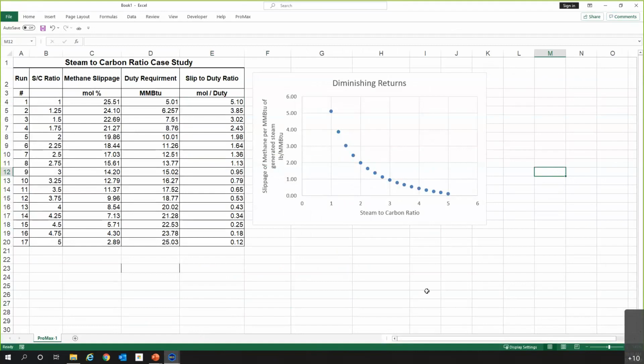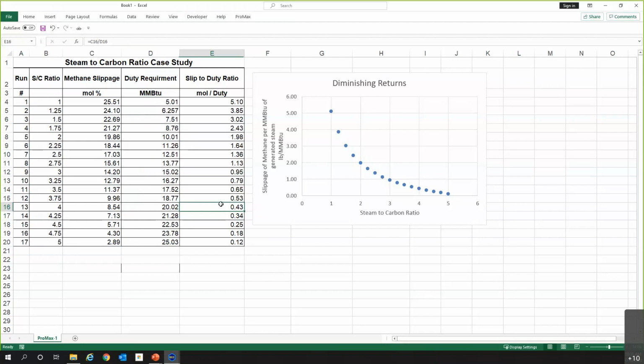So like I said, our steam to carbon ratio, the production of steam's very costly. So from this graph, we've taken our ratio, varied it from 1 to 5. With the corresponding ratios, we are showing the amount of methane slipped out of that primary reformer. As we increase the amount of steam, with the increasing ratios, we're also showing the amount of duty required for that amount of steam. So when we have a ratio of 4, we have a duty requirement of 20. And then we're looking at the slip to duty ratio.